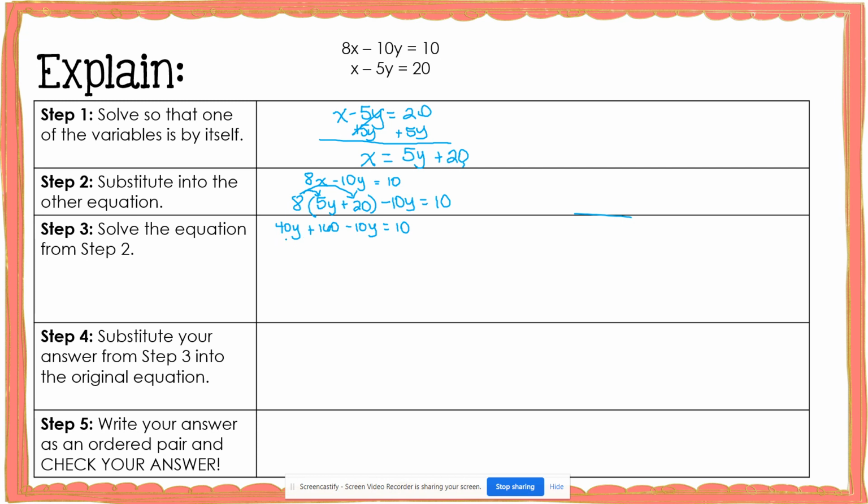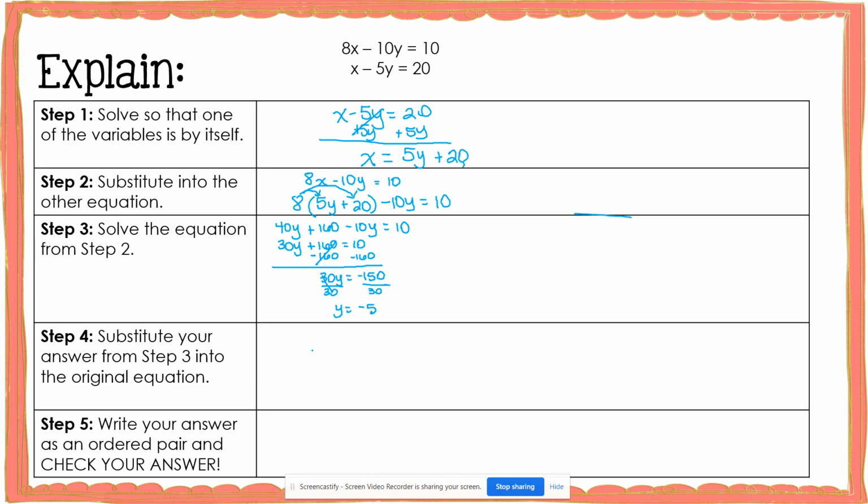We want to combine like terms, so we have 40y minus 10y, which gives us 30y, and then plus 160 equals 10. Now that both sides are simplified, we use inverse operations to solve. So we would subtract 160 from both sides. These will cancel to leave me with 30y equals, and 10 minus 160 gives me negative 150. Now to get y by itself, we are going to divide by 30 on both sides. These will cancel to leave me with y equals, and negative 150 divided by positive 30 gives me negative 5. So that means that y has a value of negative 5.